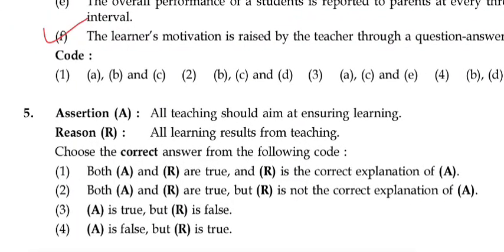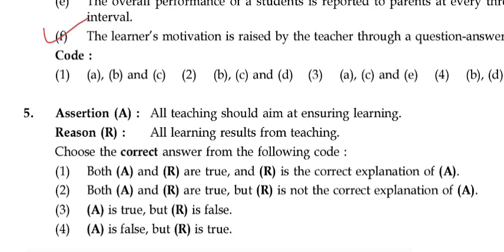Number 5, assertion A, reason R. So A is saying all teaching should aim at ensuring learning. Reason R is saying all learning results from teaching. Now we have to choose the correct answer from the following code. One is saying both A and R are true and R is the correct explanation of A. Both A and R are true but R is not the correct explanation of A. A is true but R is false. A is false but R is true. So these are the options that we have got.